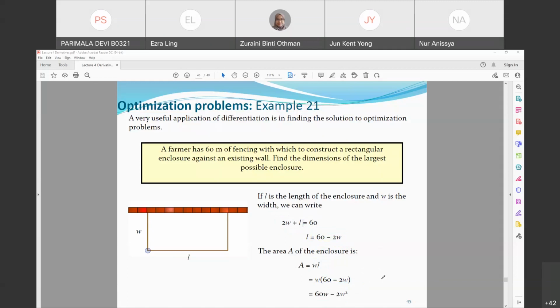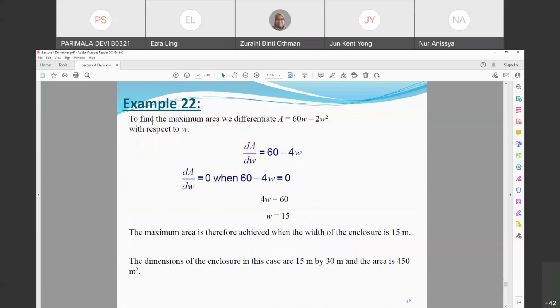So lepas tu kita kena selesaikan masalah ni dengan mencari maksimum area, iaitu kita tahu kalau nak cari maksimum kita kena cari dia punya first derivative, right? So kita differentiate yang ni. Differentiate kita dapat 60 tolak 4W. Then here kita cari pada titik sama juga dengan kosong sebab kat situ dia punya stationary point. So bila dia sama dengan kosong, our W is equal to 15. So we know that the maximum area is therefore achieved when the width of the enclosure is 15 meter.